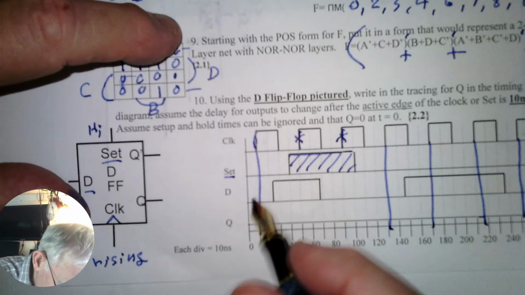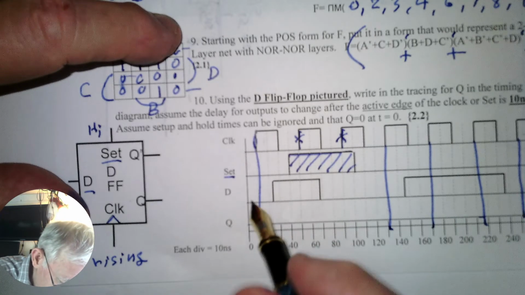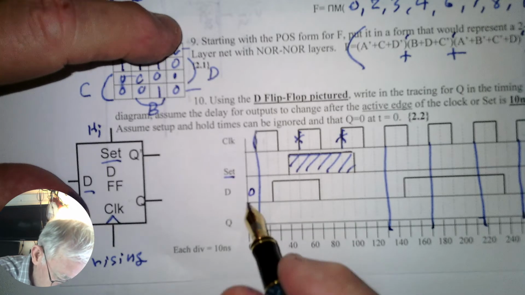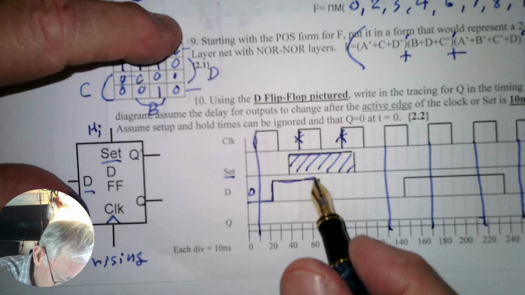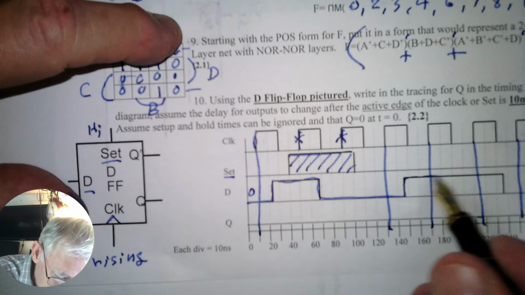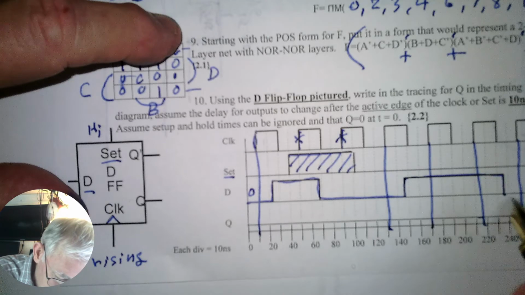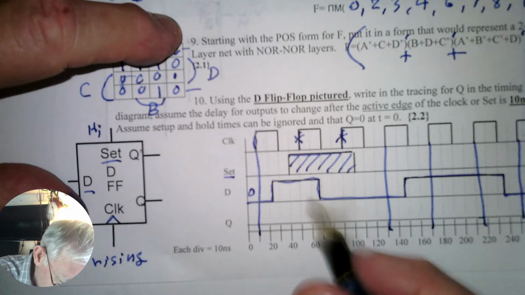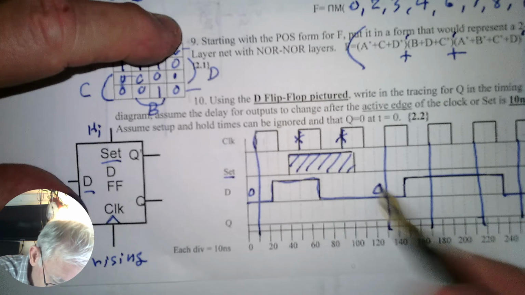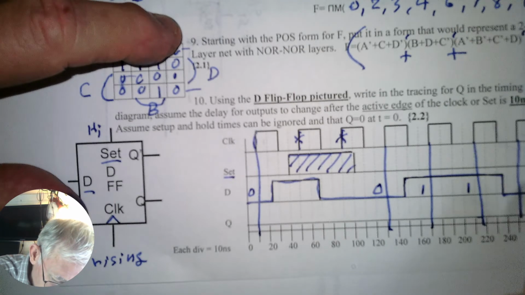When this edge hits, D is what? Is it 0, 1? Well, it's 0 because it's 1 here. It's 0 here. Then it goes up to 1, comes back down to 0, stays 0, goes up to 1, stays 1 through this, goes back down, and 0 here. So here, you don't worry about it because it's blocked, but here it's a 0, here it's a 1, here it's a 1, and here it's a 0.